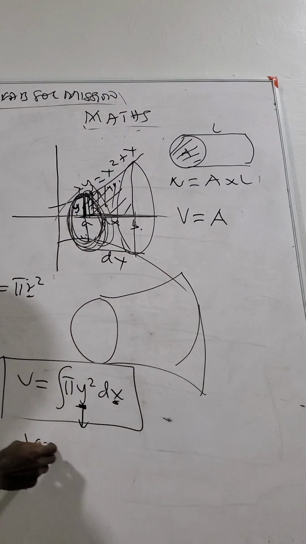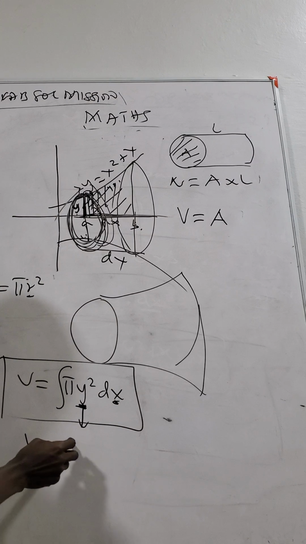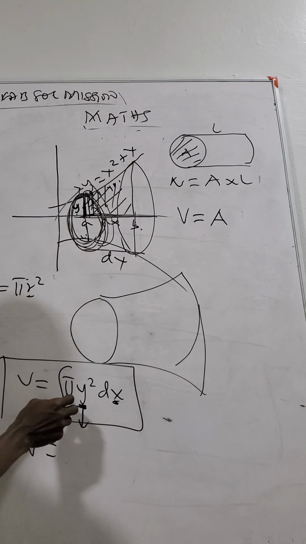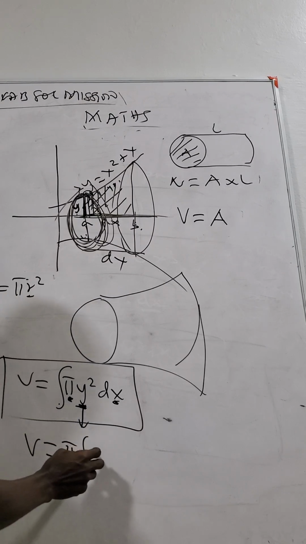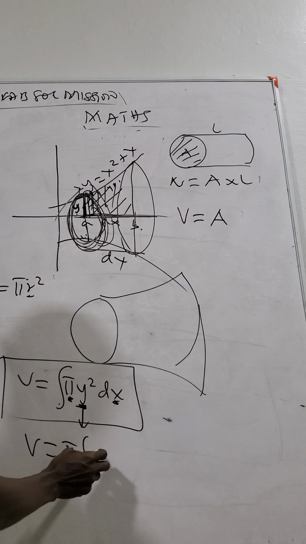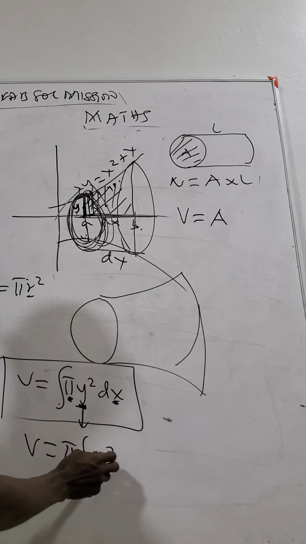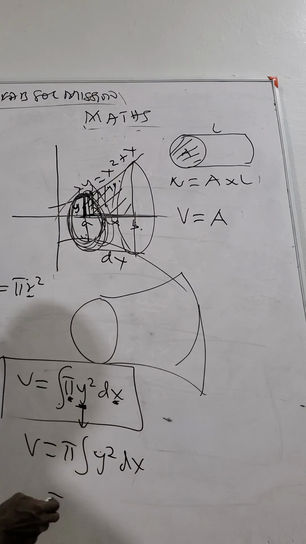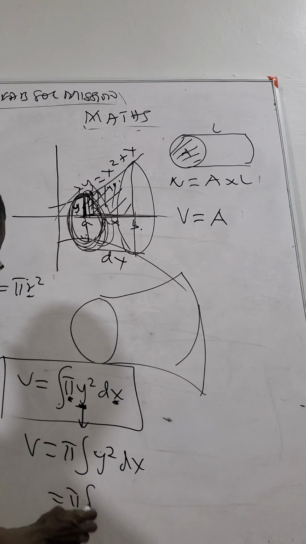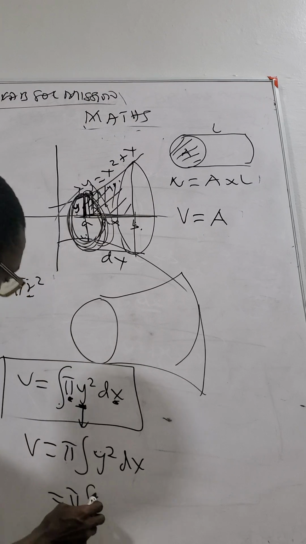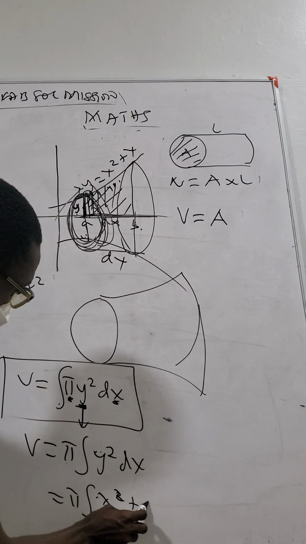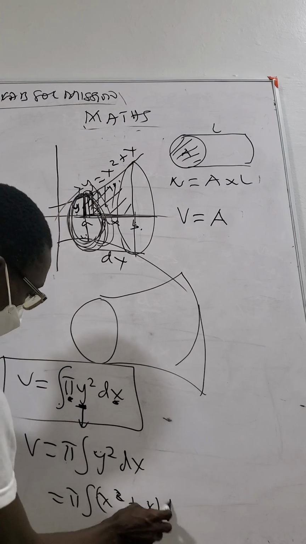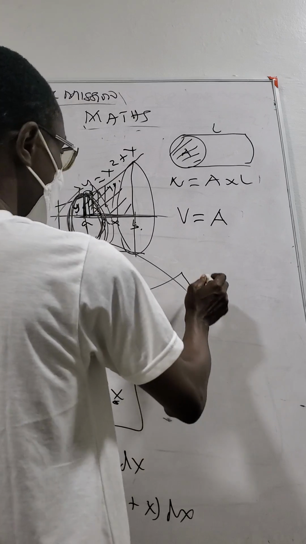So V will then be equal to pi, which is a constant, so it comes out of this summation box, then we're going to have y squared. For y squared, we put the equation there and square it, which is the same as pi integration of L squared plus x dx.